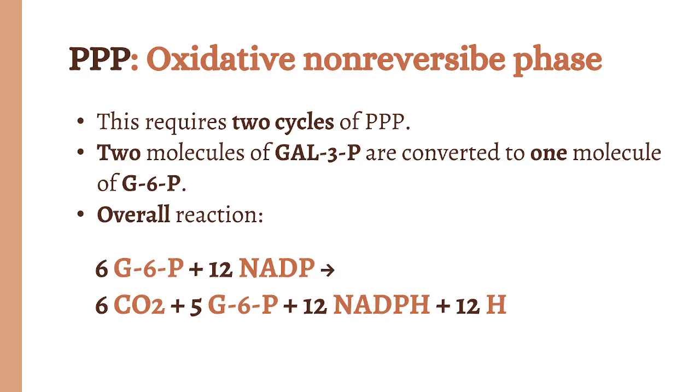We need 2 more cycles of the pentose phosphate pathway in order to convert the two molecules of glyceraldehyde 3-phosphate to one molecule of glucose 6-phosphate, and the overall reaction will be starting by 6. We said 2 cycles of the pentose phosphate pathway. Each cycle has 3 molecules of glucose 6-phosphate. So we start with double the amount of glucose 6-phosphate. We need double the amount of NADP, that is 12 NADP, to completely oxidize one molecule of glucose 6-phosphate to 6 carbon dioxide molecules. We regenerate the other 5 glucose 6-phosphate molecules with production of 12 NADPH.